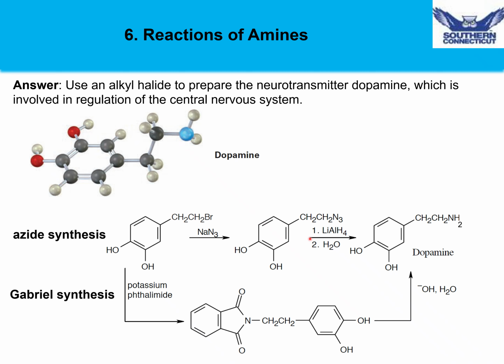There are a few reactions we can use in order to make dopamine, specifically the amino group on dopamine. We can, for example, use an alkyl halide and add sodium azide, which will do an SN2 reaction on this carbon by replacing the bromine. That would give us an alkyl azide, which we can reduce with lithium aluminum hydride to produce a primary amine.